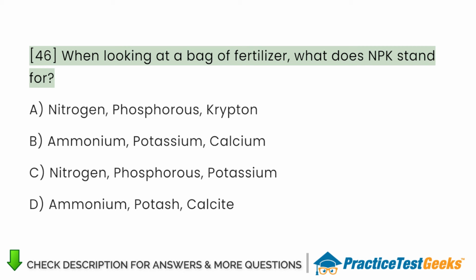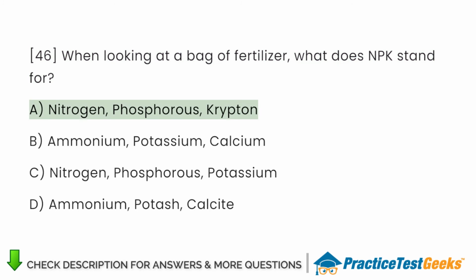When looking at a bag of fertilizer, what does NPK stand for? A. Nitrogen, phosphorus, krypton. B. Ammonium, potassium, calcium. C. Nitrogen, phosphorus, potassium. D. Ammonium, potash, calcite.